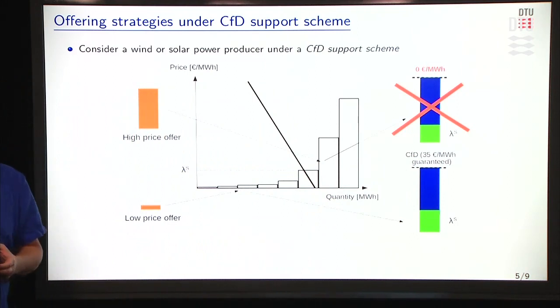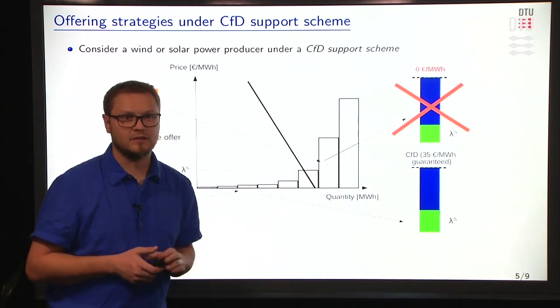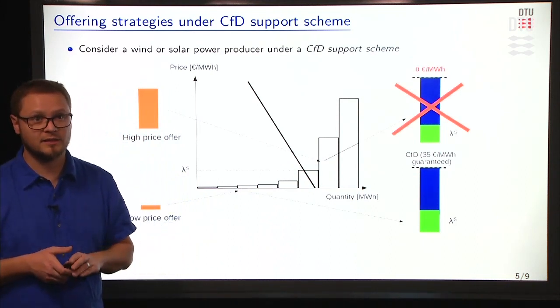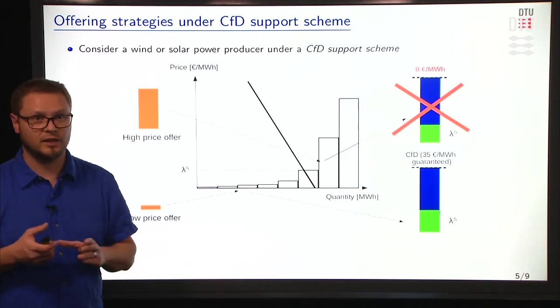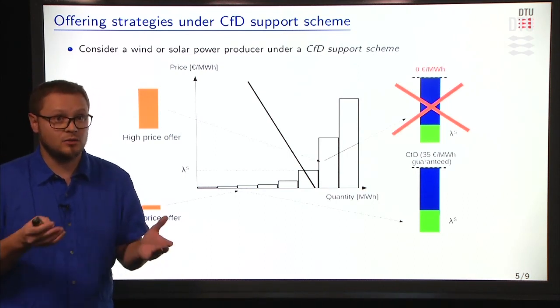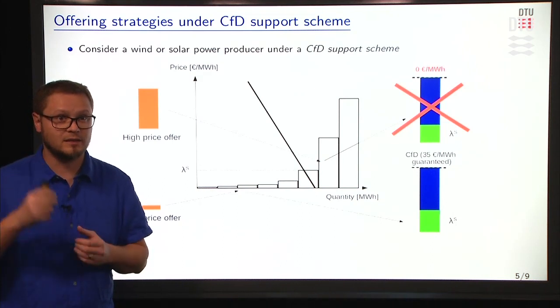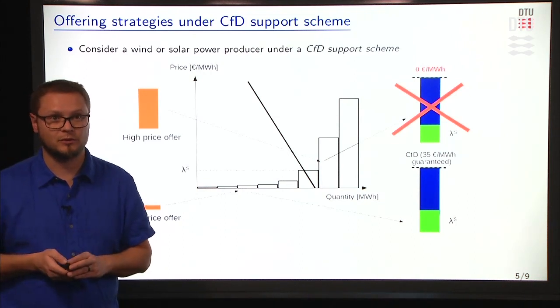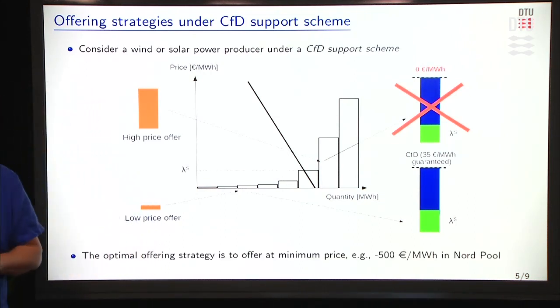If you were a bit more daring and offering at a high price, you're actually taking a risk of being on the right side of this equilibrium point, which means you're not going to be scheduled, you're not going to get market-based revenue, and you're not going to get this extra support to complement until the guaranteed price. Therefore, your incentive is to bid as low as possible, since as soon as you're scheduled, you're going to receive the guaranteed price. It's just the revenue stream that is different. Even if the market price is low, it's going to complement with the support. Eventually, your optimal offering strategy is to offer at minimum price, which is, for instance, minus 500 euro per megawatt hour in the Nord Pool, since you just want to be sure you're going to be scheduled.